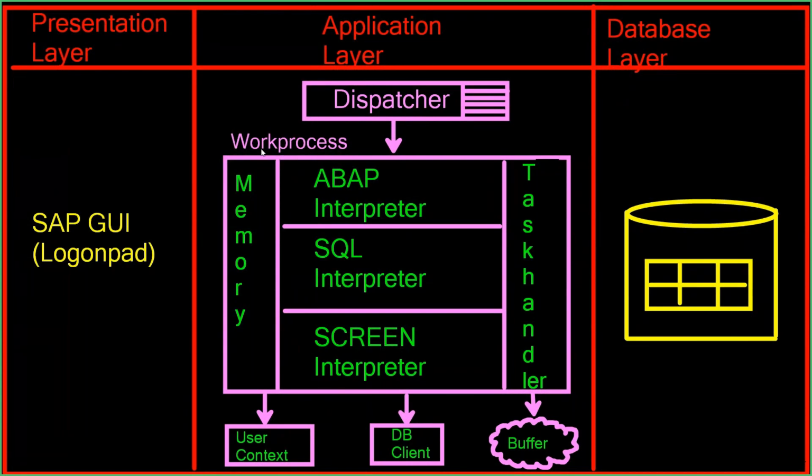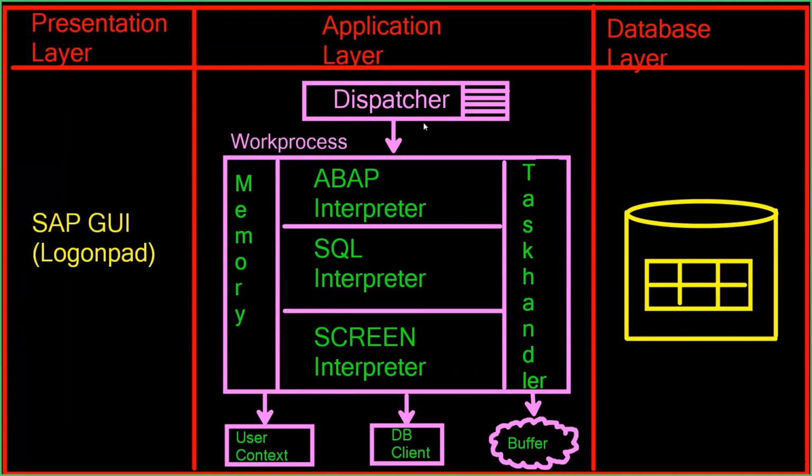The dispatcher looks like a token system. It assigns the user request to an available work process. So the total user requests are processed by the work processes. Under the work process we have memory management, and based on the user request, memory is allocated.